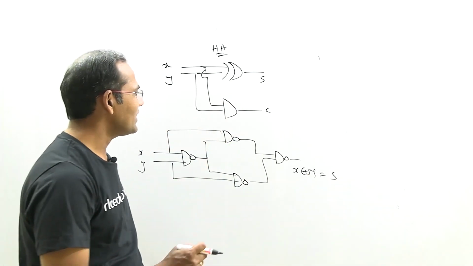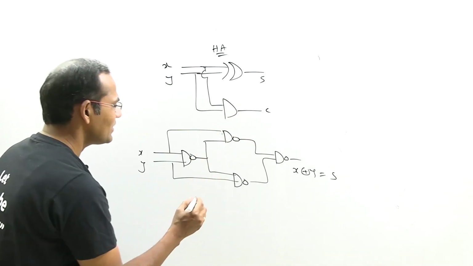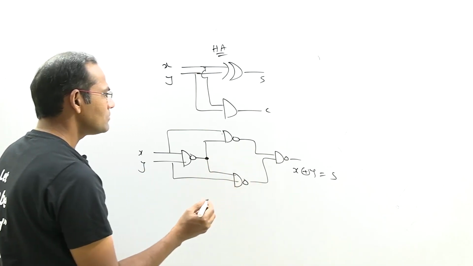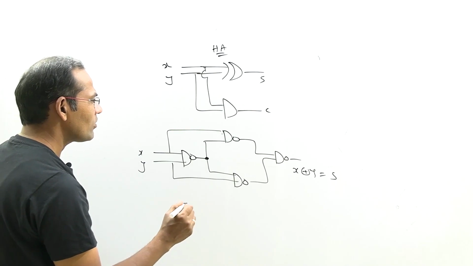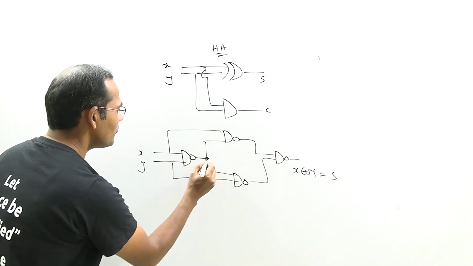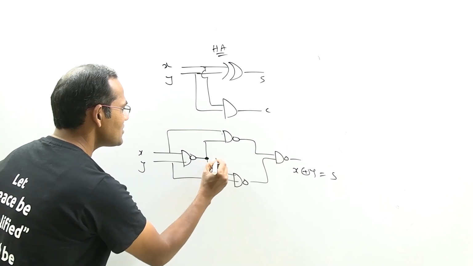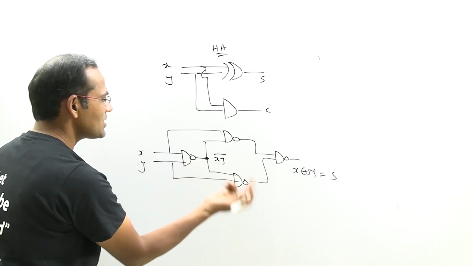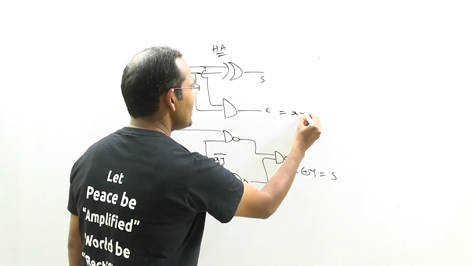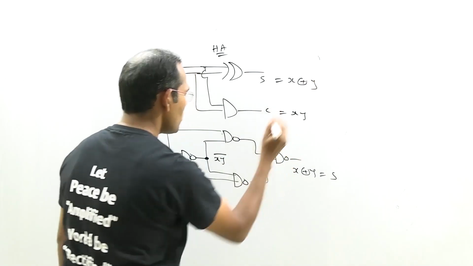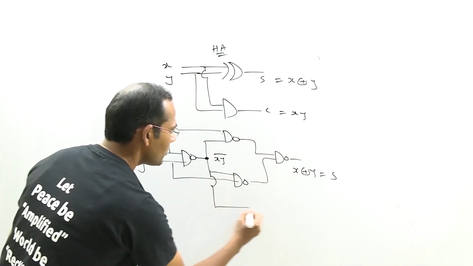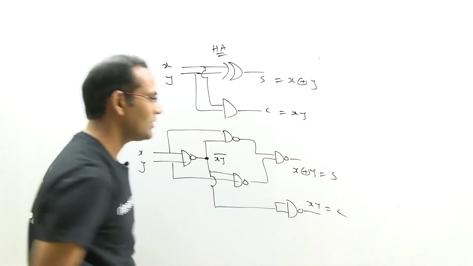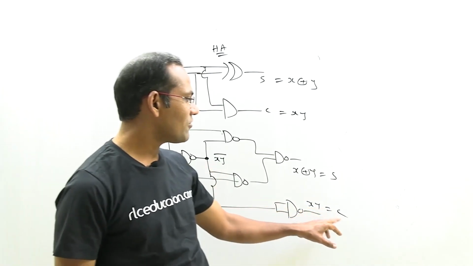Next one is generating carry. Carry is AND. Now you can get this carry like this. If you observe carefully, the expression at this point is xy bar because it's a NAND gate. I need xy. Carry is xy. So complement this one. If you complement xy bar, that will be xy, that will be carry.